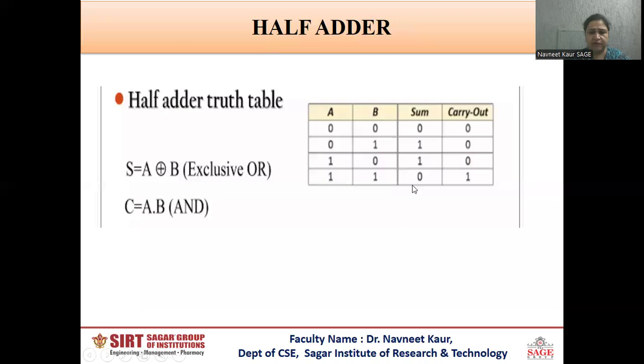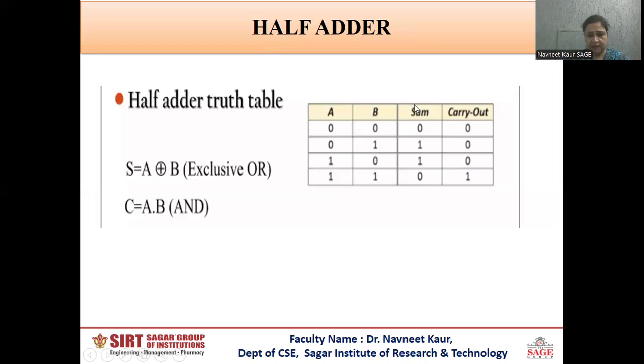Now, the truth table of the half adder is given in this slide. Here, A and B are two inputs and sum and carry out are the two outputs. Now, for two bits, there are four combinations: 0 0, 0 1, 1 0, and 1 1. When we add 0 and 0, we get sum as 0 and carry output as 0. For 0 1, sum is 1, carry output is 0. For 1 0, sum is 1 and carry output is 0. And for 1 and 1, the sum is 0 and the carry output is 1.